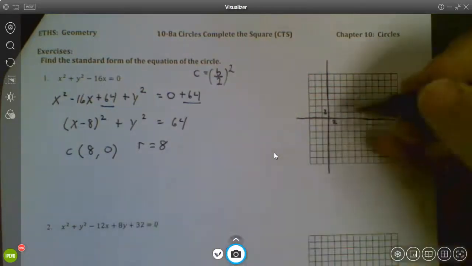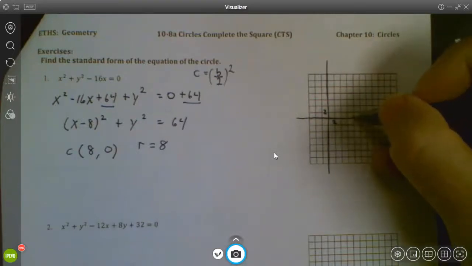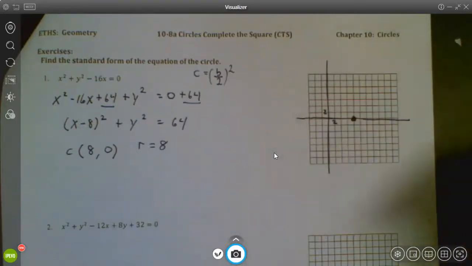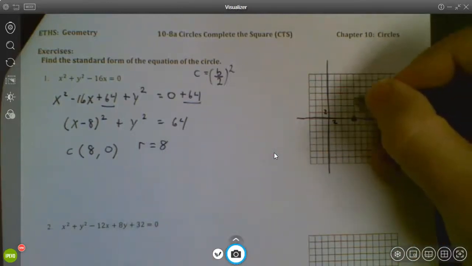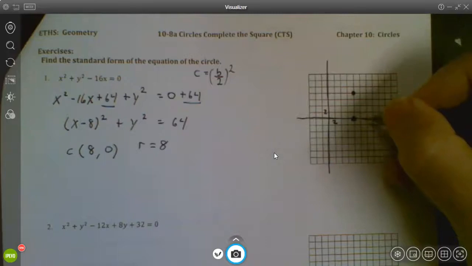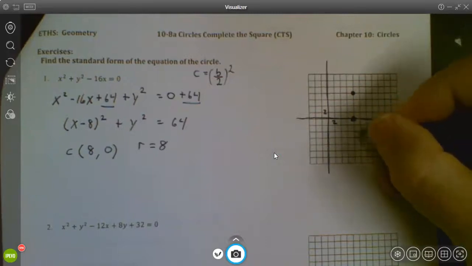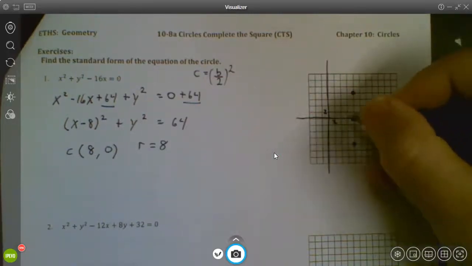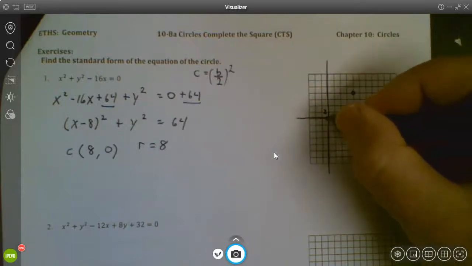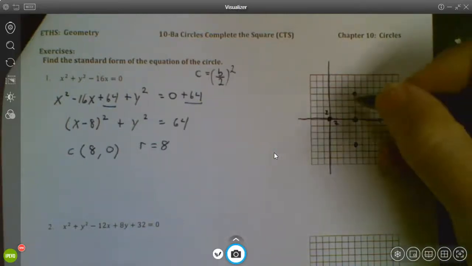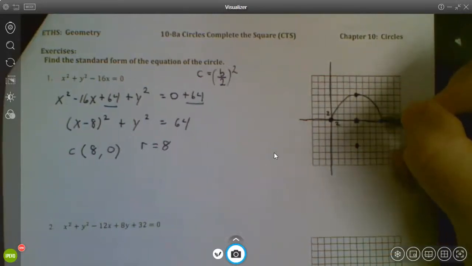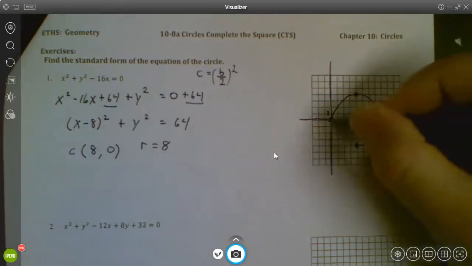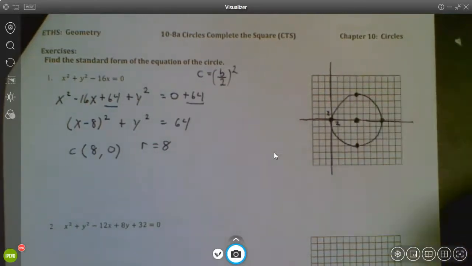So we're going to go to 8, 0. So 2, 4, 6, 8. And then I need to go 8 units in all directions. So 2, 4, 6, 8. 2, 4, 6, 8. It's me right there on 0, 0. So there's the outline, connect the dots. And there's our circle. So that's what you guys are going to do for the next 2.